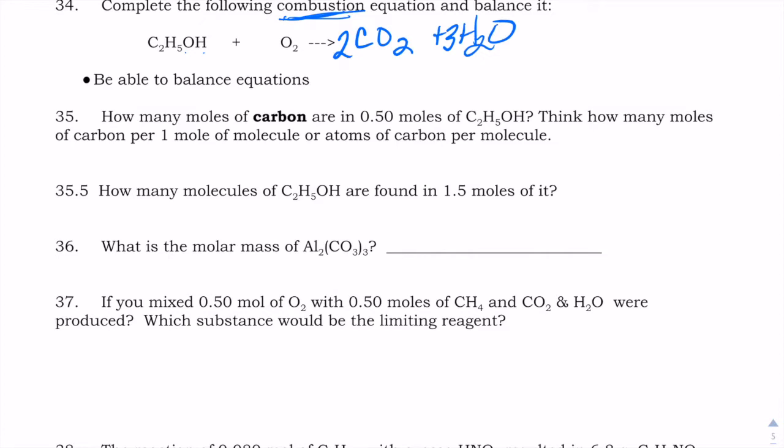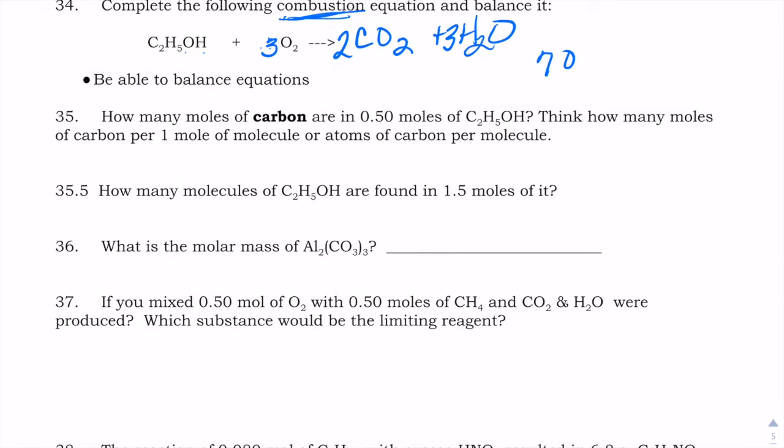So let's count our oxygens on the other side. 2 times 2 is 4, plus 3 more, 5, 6, 7 oxygens. Here we have 1 oxygen plus a set that we can get to 6. 3 times 2 is 6 oxygens. 6 plus 1 is 7. That guy's balanced. Okay? If you need help with balancing equations, there should be some links to practice balancing on my webpage on the district website.